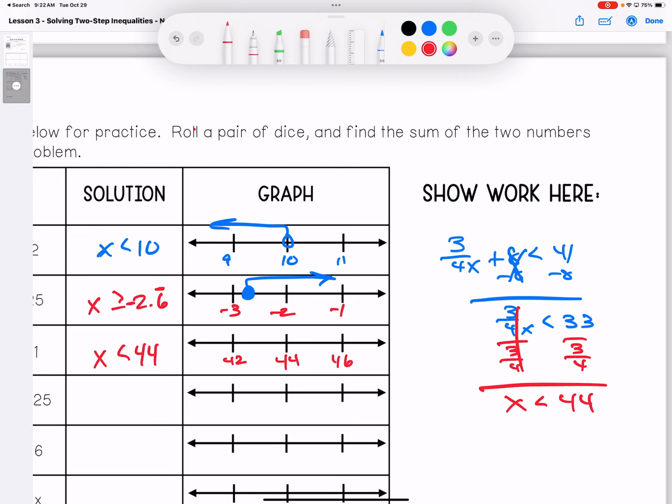I'm gonna count by twos, you know why? Y'all know why, because I can. Open dot, it is less than, so it's gonna go to the left.